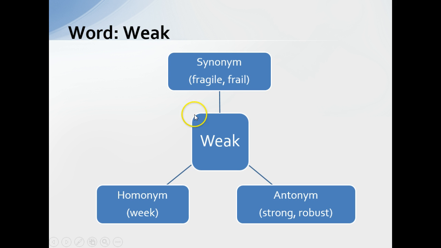So we could have our word in the middle, which is weak, and then we have a synonym, which is fragile or frail, and homonym is weak, like the day of the week. It sounds the same, but it has a different meaning. An antonym, and remember antonyms are the opposite meaning of another word. So strong, robust is opposite of weak.